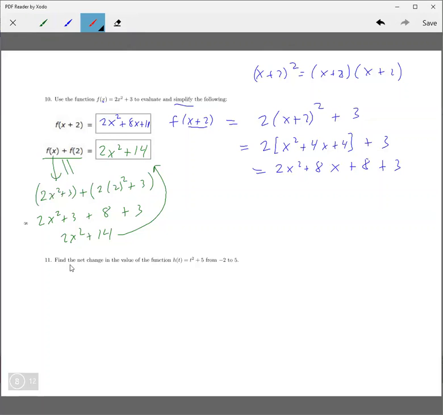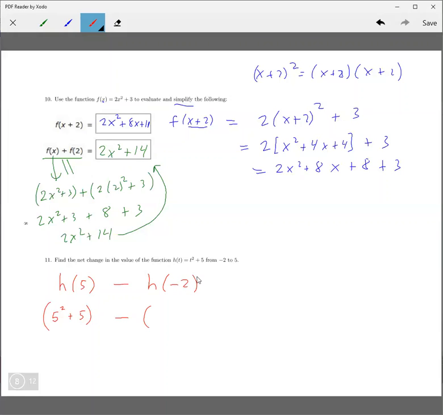Let's look at the second part, number 11. Find the net change in the value of the function from -2 to 5. Okay, so remember from the first page, that's going to be h of the second value minus h of the first value. Okay, so we're going to plug a 5 into here. Okay, so this t was replaced with a 5, so replace that t with a 5.